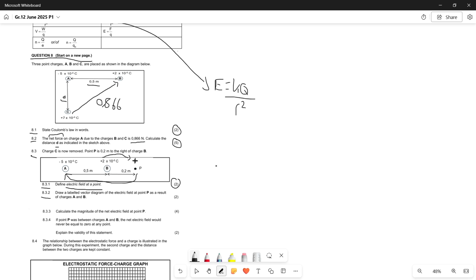So the fact that P is being repelled by B quite significantly and A is only attracting P with less pull, our resultant vector diagram is something like this. So we have our E net there. It is the difference between B and A, considering B is repelling P with more of an impact and A is attracting P with less of an impact, which means our E net is going slightly to the right, and that is our final answer there for 2 marks.